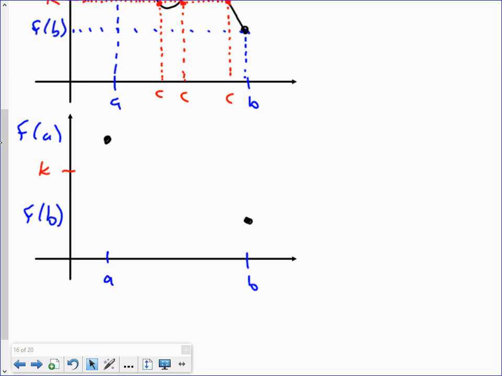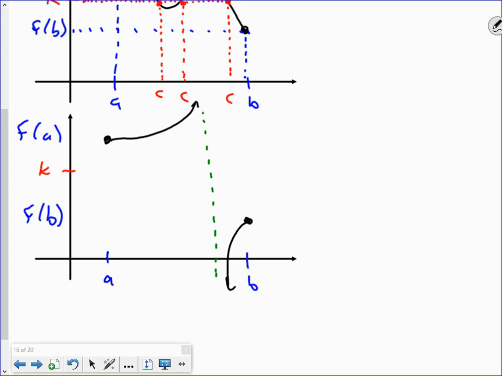So we could throw in something like a vertical asymptote in between. So if our function looked like this, approaching our vertical asymptote, you can see that because our function is not continuous, I'm not necessarily going to have that x value that corresponds to the y value of k in between a and b. Our function doesn't actually reach that value of k in between.